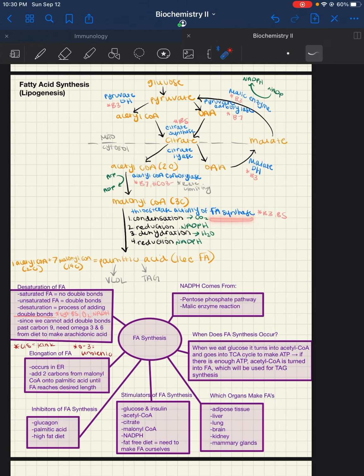And fatty acid synthase is going to conduct 4 reactions. They're all going to be focused around turning malonyl-CoA into palmitic acid. These are 4 reactions that are opposite of what we saw in beta oxidation. In beta oxidation, that was breaking down a fatty acid into acetyl-CoA. Here, we're doing the opposite. We're building a fatty acid.